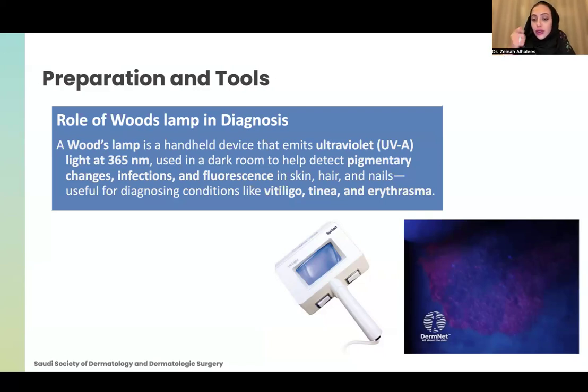What happens is when you put the light on the lesion, if it has any infections that produce specific substances, these substances are going to fluoresce and they're going to give you distinct colors. For example, in this picture over here, we have erythrasma with the bacteria that's releasing specific substances that basically emit orange fluorescence when they're under UVA lighting. So it can help you diagnose infections like tinea, erythrasma, or pigmentary changes like vitiligo. Vitiligo sometimes won't look very clear when you examine it without a Wood's lamp, but under the Wood's lamp, the white patches become brighter and look milky white.